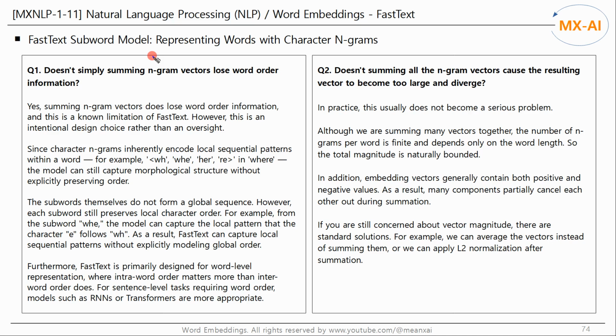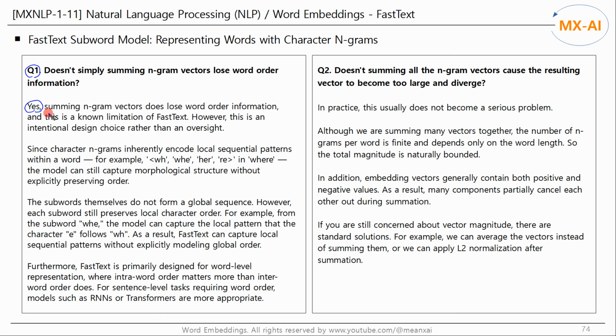At this point, we now understand the basic idea behind FastText's subword model. However, you might still have a few questions. The first question is, doesn't simply summing n-gram vectors lose word order information? And the answer is yes, it does. Summing n-gram vectors removes explicit word order information, and this is a known limitation of FastText. However, this is an intentional design choice, not a flaw in the model.